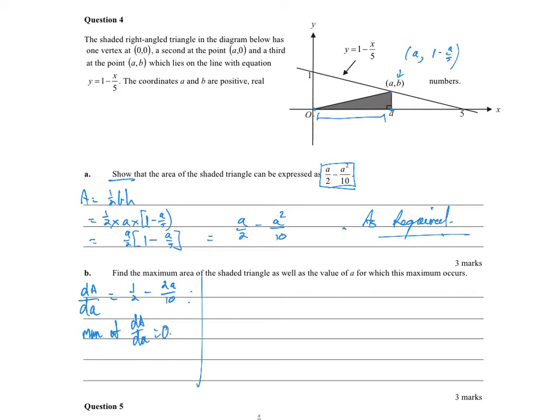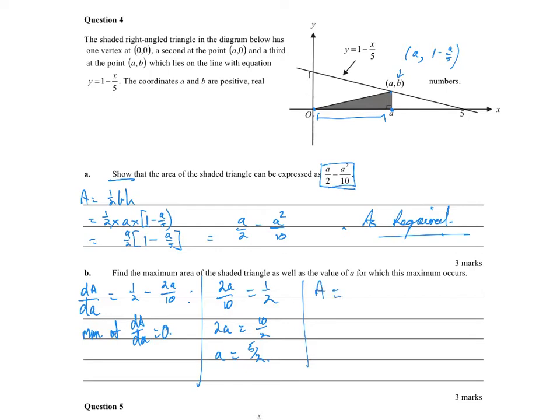So I get 2a on 10 has to equal 1/2. 2a is equal to 10 on 2. So what's that mean? a is equal to 5 on 2. Find the maximum area. So the maximum area occurs at a equal to 5 on 2.